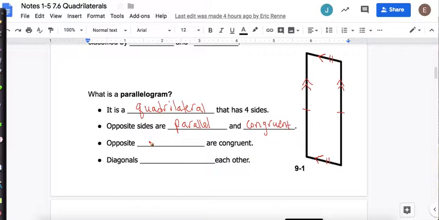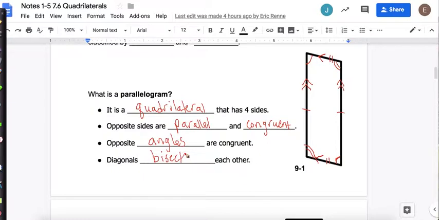Now we have opposite angles are congruent, and now we're going to draw those in. So I'm going to use a curve. One single curve there and one single curve there. Those are congruent. And then I'm going to use two curves here to show that that one is congruent to that one. So make sure you are drawing in these markings. These are very important.